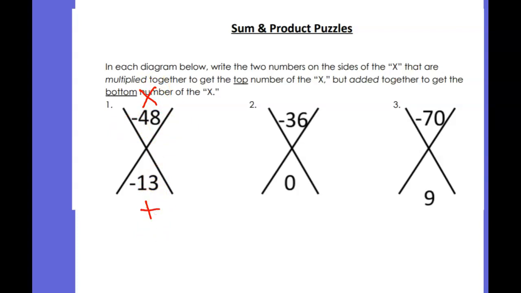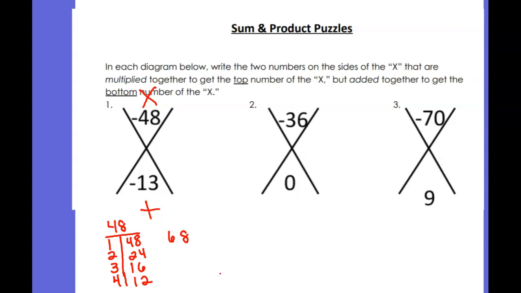Okay, so in order to do that, you really have to think about your factors. All right, so if I have 48, and I'm not going to worry about positives or negatives right now, I start off with my factors of 1 times 48, 2 times 24, 3 times 16, 4 times 12, and 6 times 8. Okay, with those pairs, think of which ones would either add up to 13 or the difference would be 13. That's usually where I start.